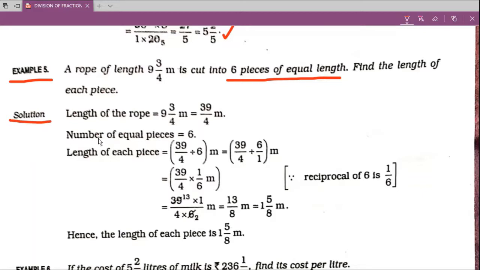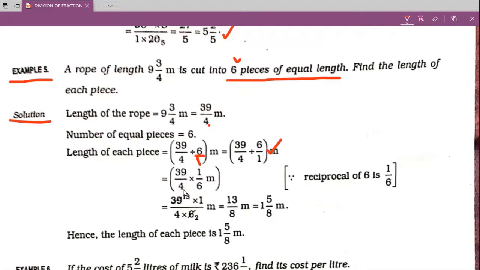See all the steps required when you solve any word problem. Length of the rope is equal to 9 whole 3 by 4 meters. This mixed fraction will be changed into an improper fraction. 9 fours are 36 plus 3 is 39, so 39 by 4. Number of equal pieces is 6, and we need the length of each piece. So the total length is divided by the number of equal pieces. 39 by 4 is divided by 6. As we know, 6 is written as 6 by 1, so 39 by 4 divided by 6 by 1.